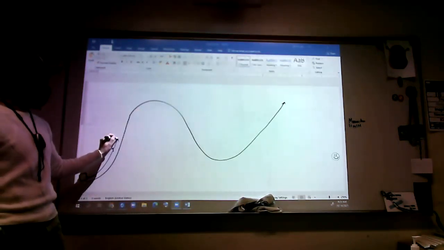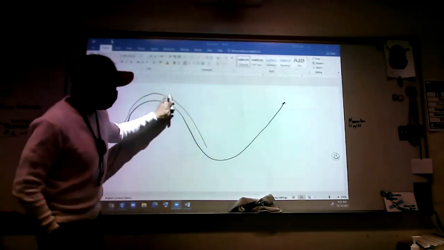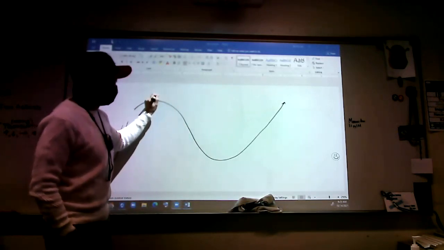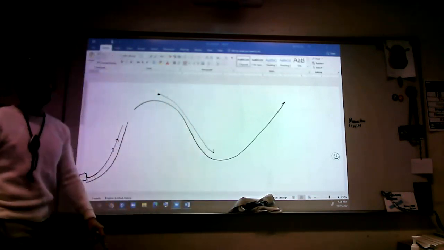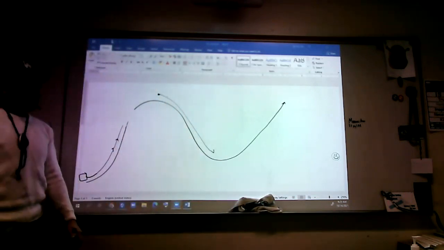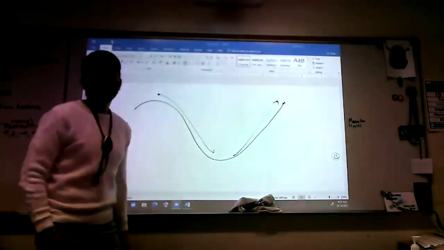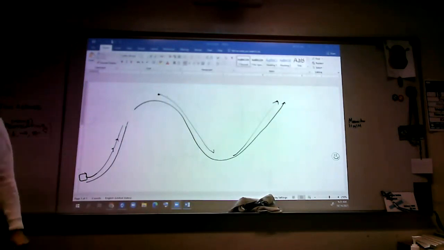And you hit this point, and then you go down, down, down, down, down. So from this point, that's where it's decreasing. And you are also increasing from here to here, right? Because you're going up from left to right. Okay?